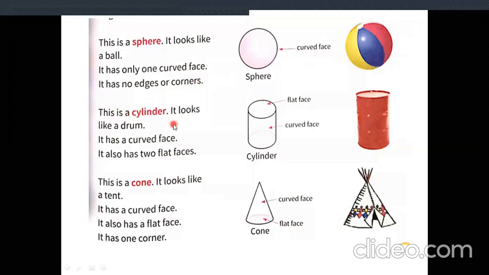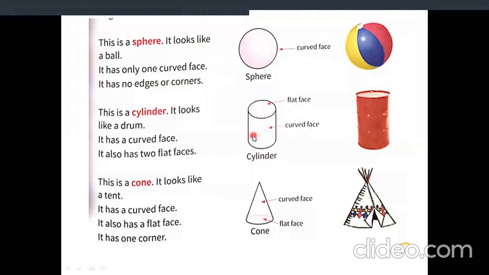Next, this is a cylinder. It looks like a drum. You can see a drum here. We can store water in this. It is used for multi-purpose, storing anything. Even playing the drum will be there. You would have seen many kids play with drums. These drums are used for storing some things. This cylinder looks like a drum.